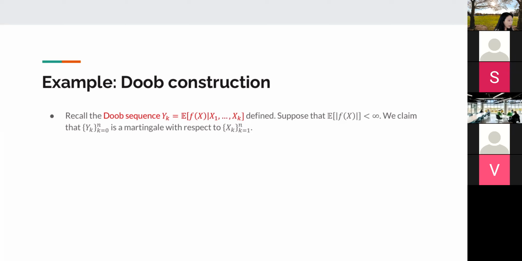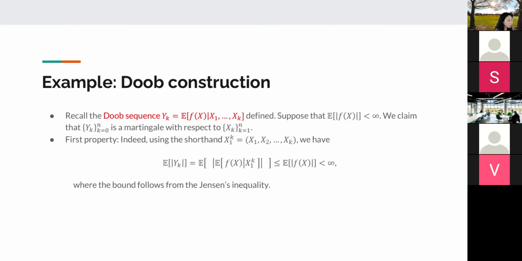So how do we prove it? In order to show it is a martingale, we have to prove two properties. One is that the expectation of the entries in this sequence has to be bounded. The second is that the conditional expectation of the future is the current. For the first property, let me use the shorthand notation x1k, the entire sequence of the history from time 1 to time k. Sometimes it's not necessarily time, but let me use time for simplicity of explanation here.